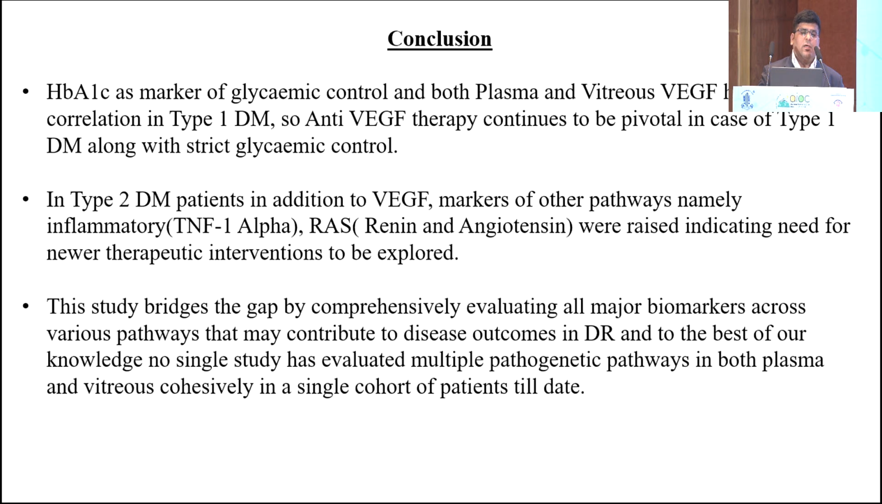However, in type 2, there were other pathways like TNF alpha, indicating the inflammatory pathway, and the RAS pathway, renin and angiotensin, that were elevated and therefore need newer therapeutic interventions to be explored for the treatment of type 2 diabetes mellitus with diabetic retinopathy. Thank you.